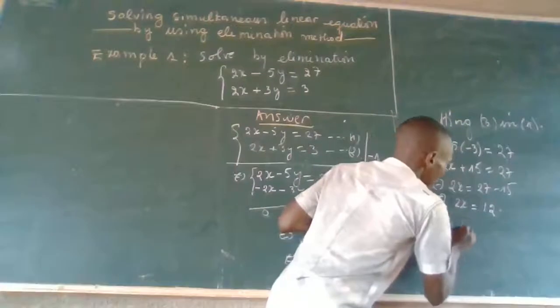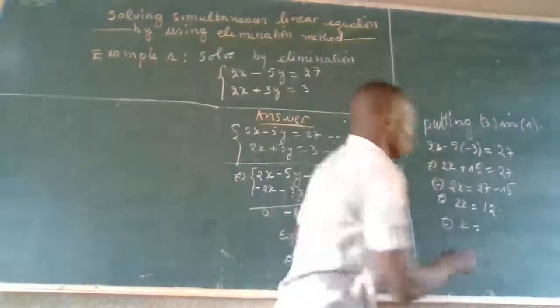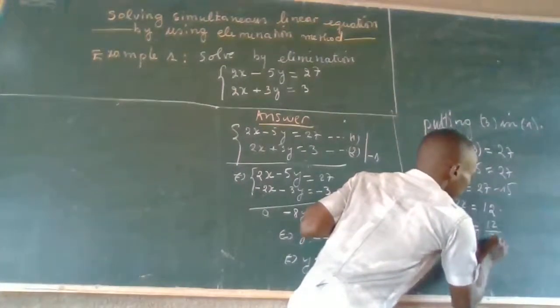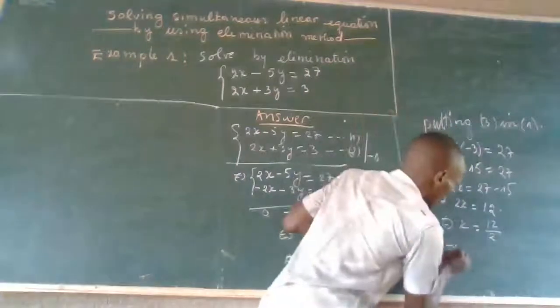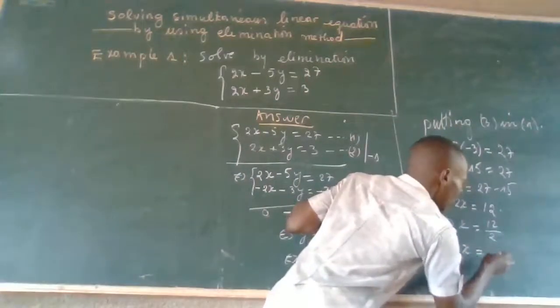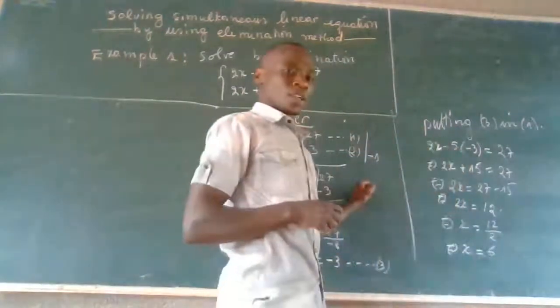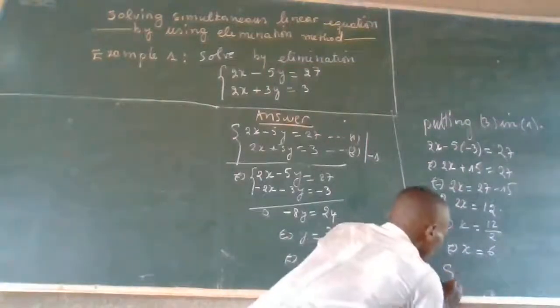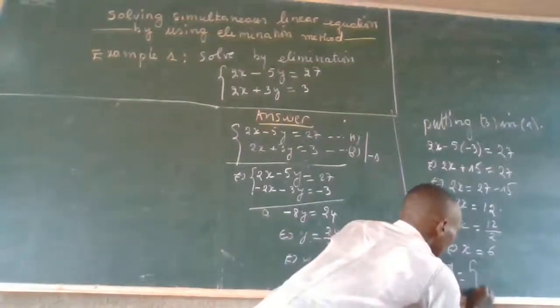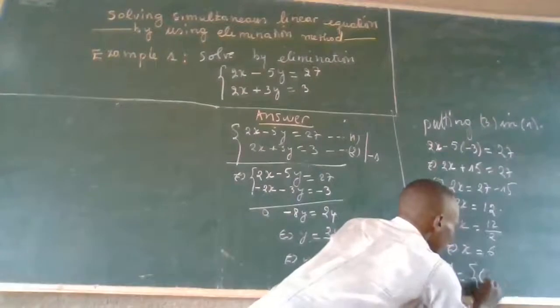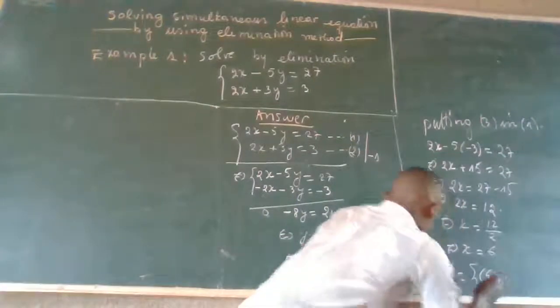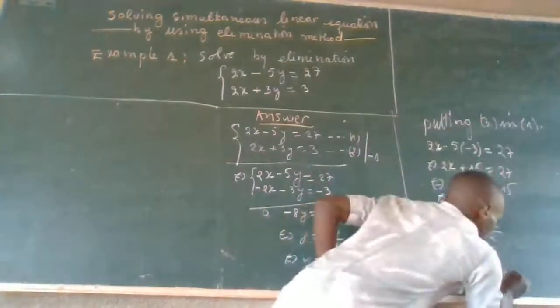Thus x equals 12 divided by 2, which is equivalent to x equals 6. Then remember to write the solution: the value of x is 6 and the value of y is minus 3.